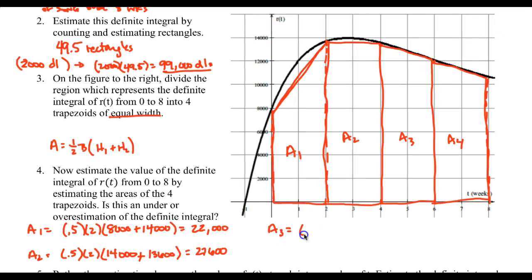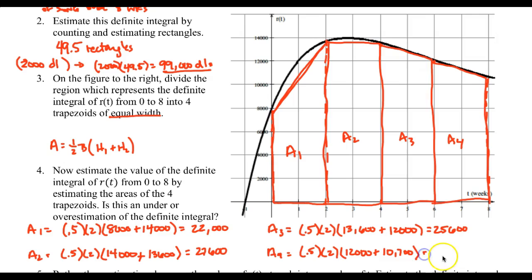The third trapezoid is, hey, look, 1/2 the base times the sum of the heights. Interesting that it's going to start off again with that original 13,600 plus, and that gives me 25,600. And then the fourth trapezoid, plus 10,700 gives me 22,700.